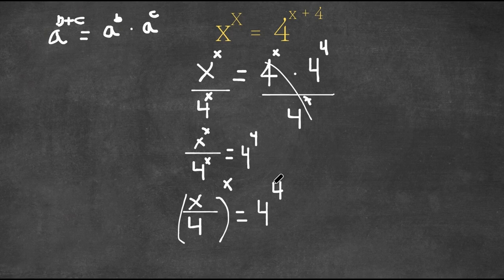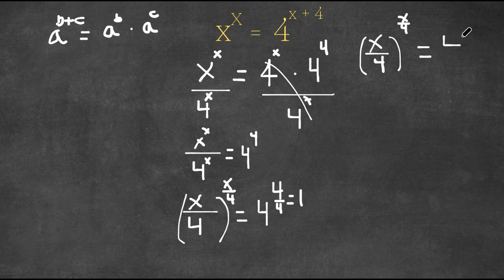Now we're going to take the 1/4 power of both sides. So we're going to raise both sides to the power of 1/4. So this would make this equal to x over 4, right? And this side, 4 to the power of 4 over 4. And 4 divided by 4 is 1. So we're left with x over 4 to the power of x over 4 equals 4, because 4 to the power of 1 is 4.